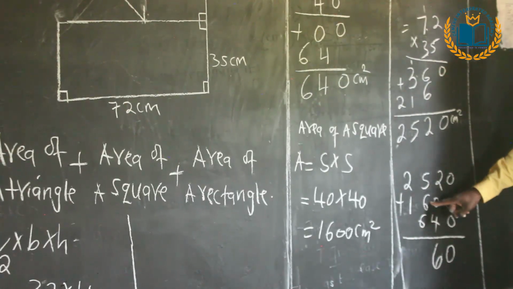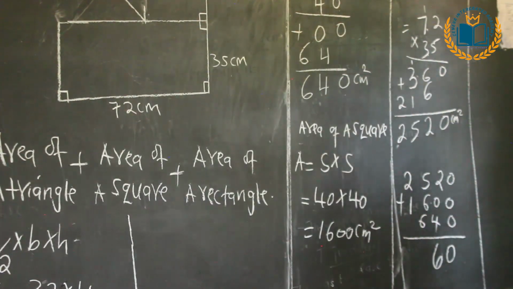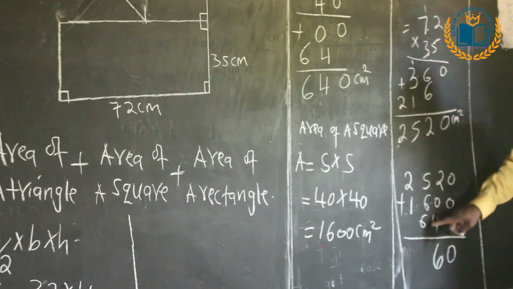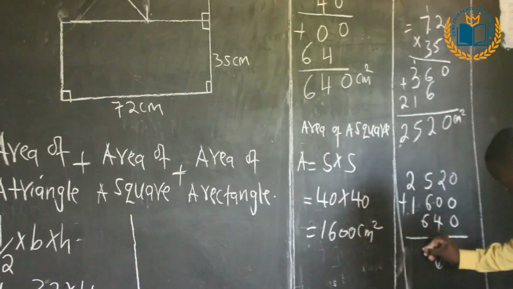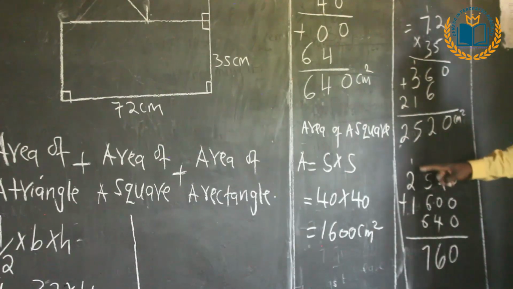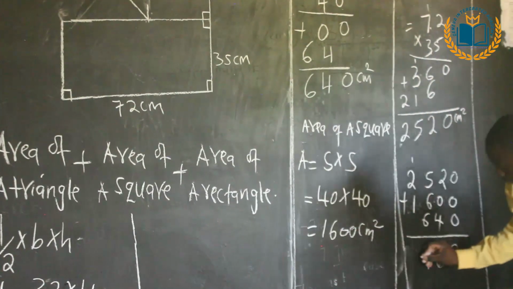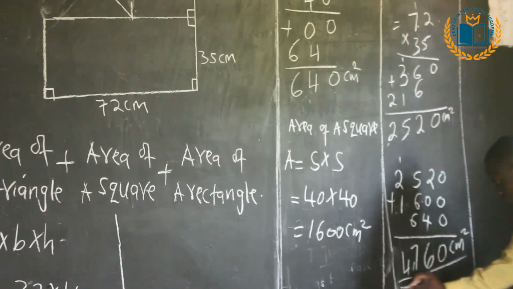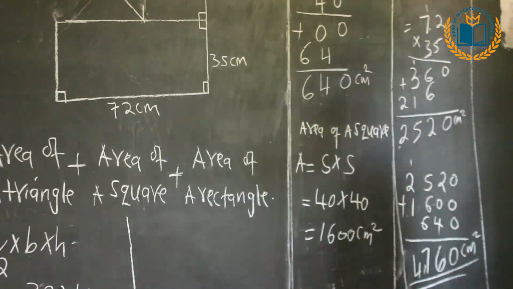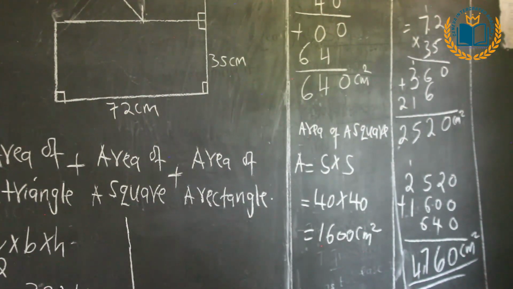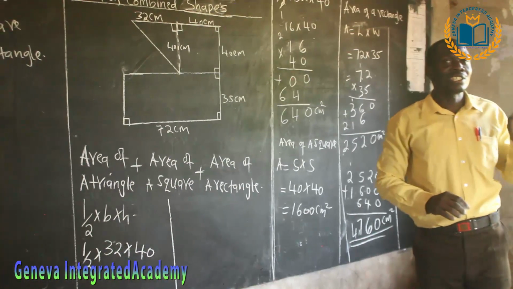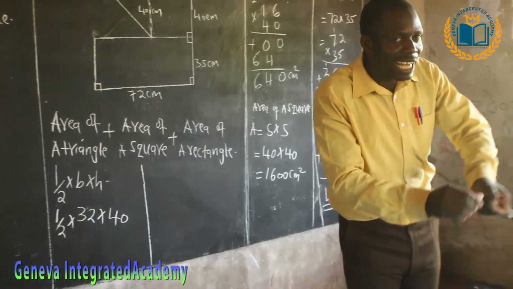5 plus 6 is 11. 11 plus 6 is 17. So we write 7, carry 1. 1 plus 2 is 3. 3 plus 1 is 4. Like that, centimeters square. Now, who can read for us this number? Miraj Abdurrahman, read this number. 4,760. Is it right? Yes. This is 4,760 centimeters square.